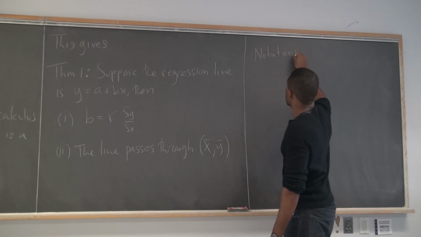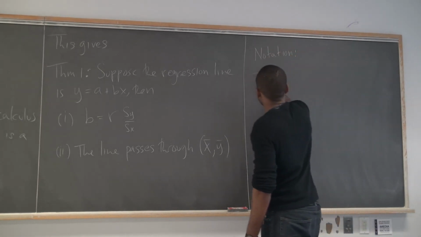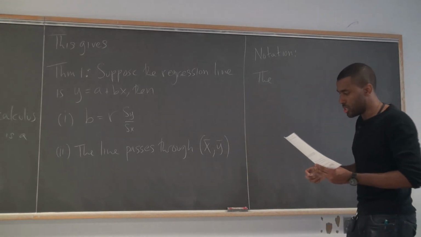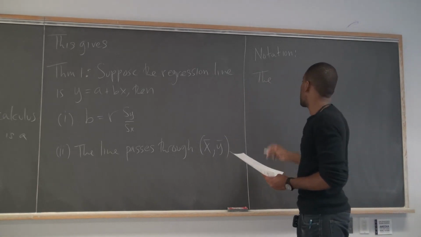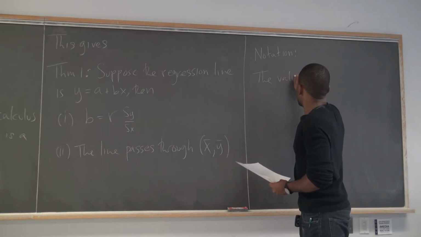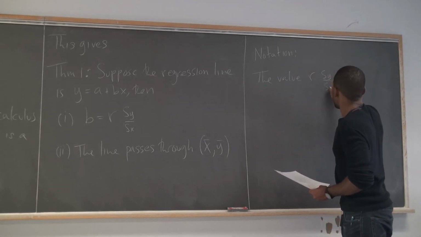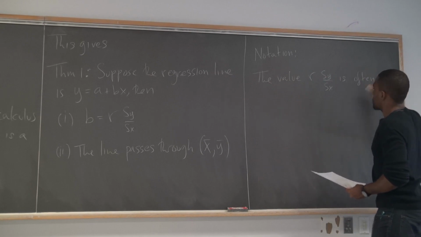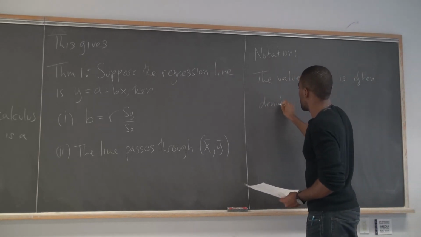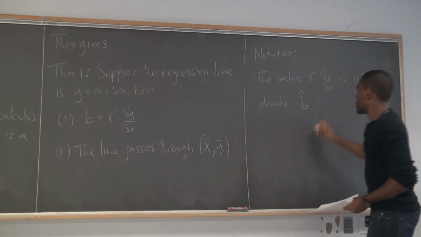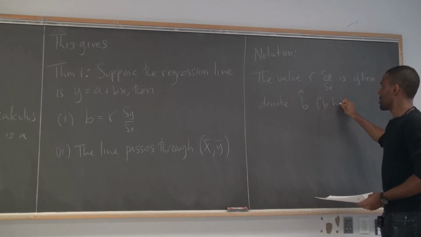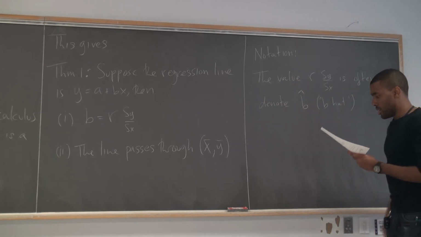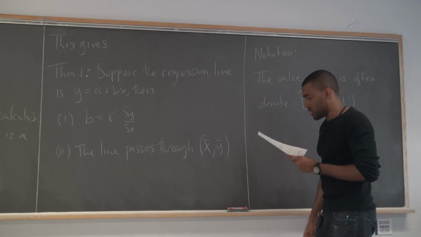We're going to use these formulas soon. Let me get some notation, because you might see this notation used in your textbook, so I want you to know. The value r sy over sx is denoted, it's called b hat. Right?